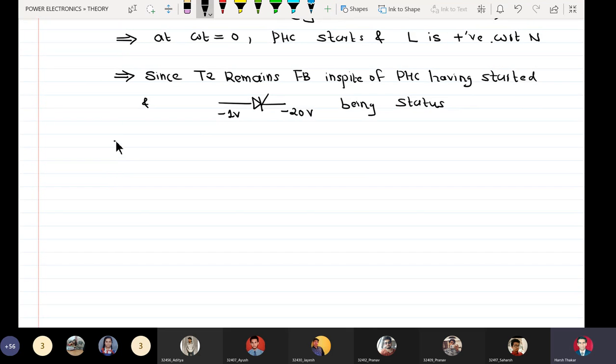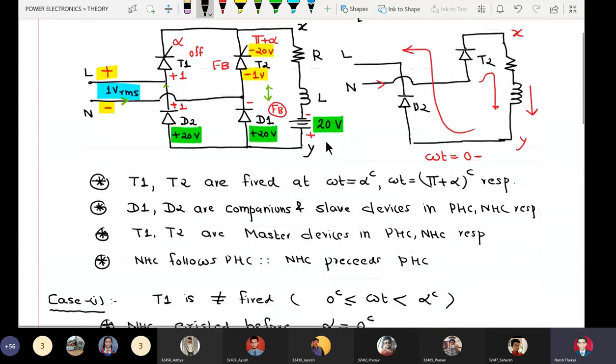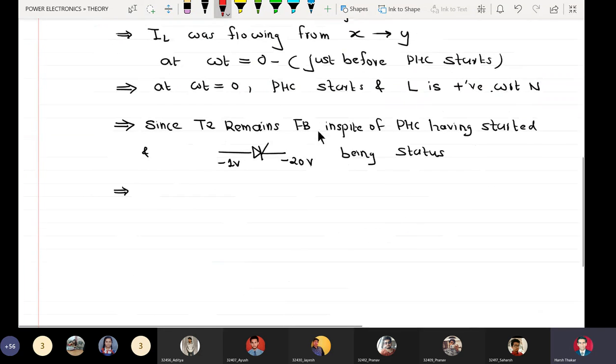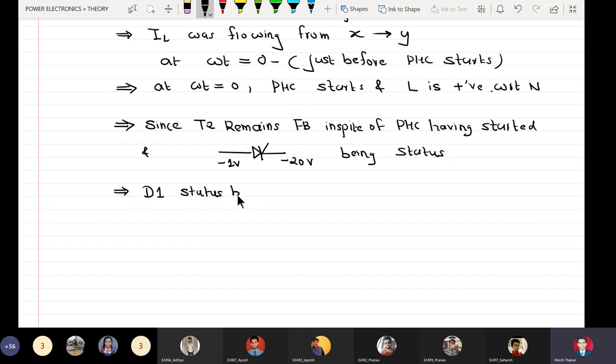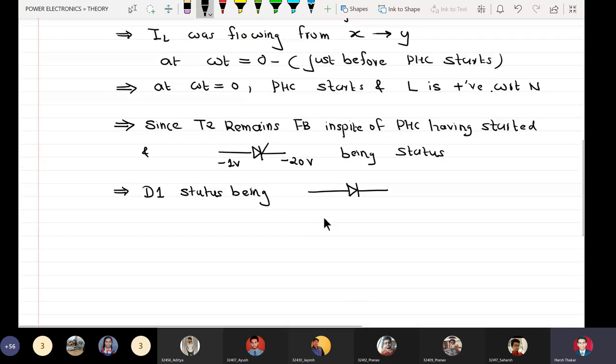Status and D1 being minus 1 volts, and D1's status being plus 20 and minus 1.